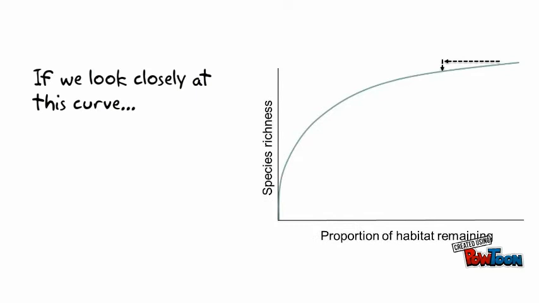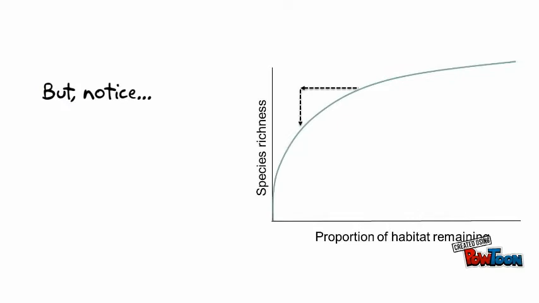If we look closely at this curve, you will see that as habitat is removed from an intact landscape, there is initially a gradual decline in species richness. But notice that as more habitat is removed, there is a point at which the loss of species begins to accelerate rapidly.